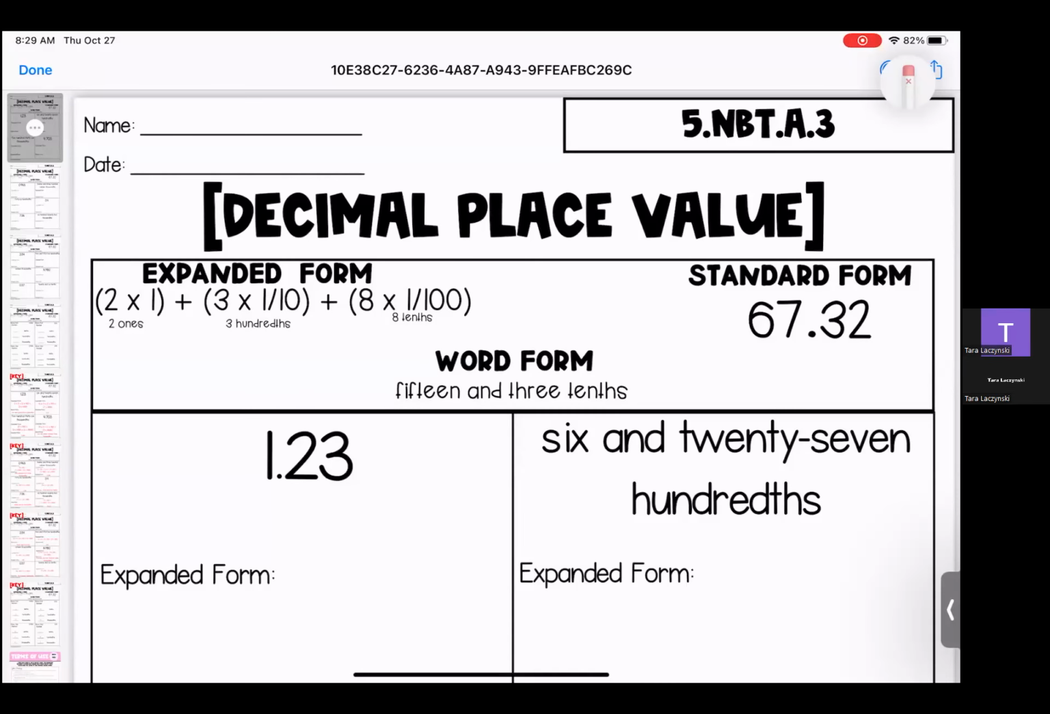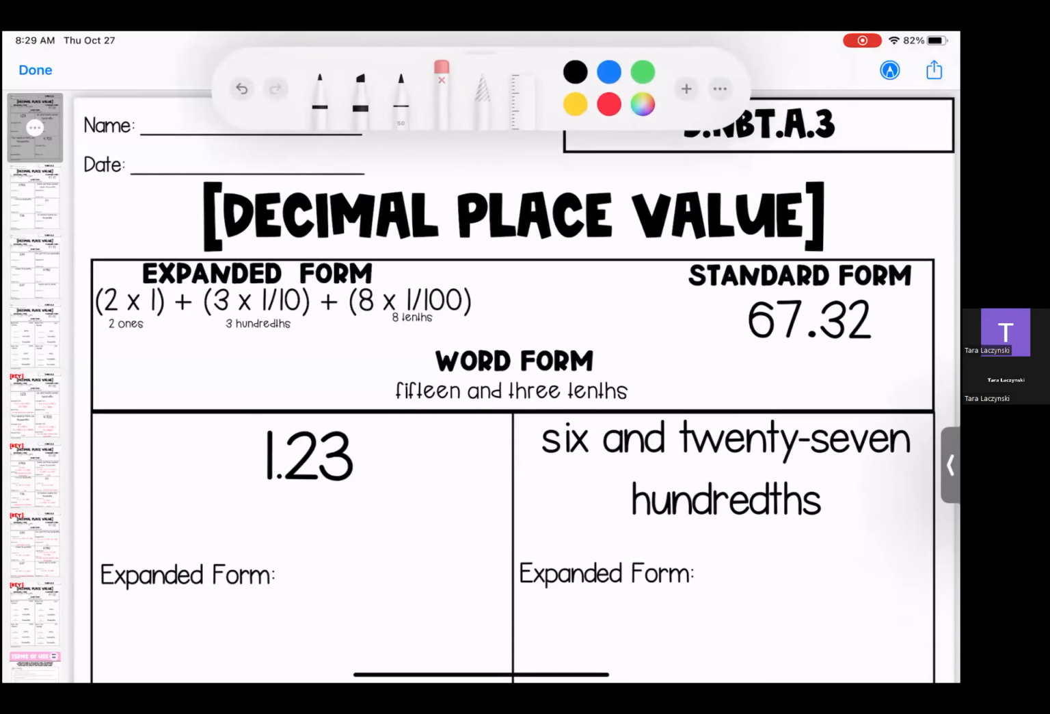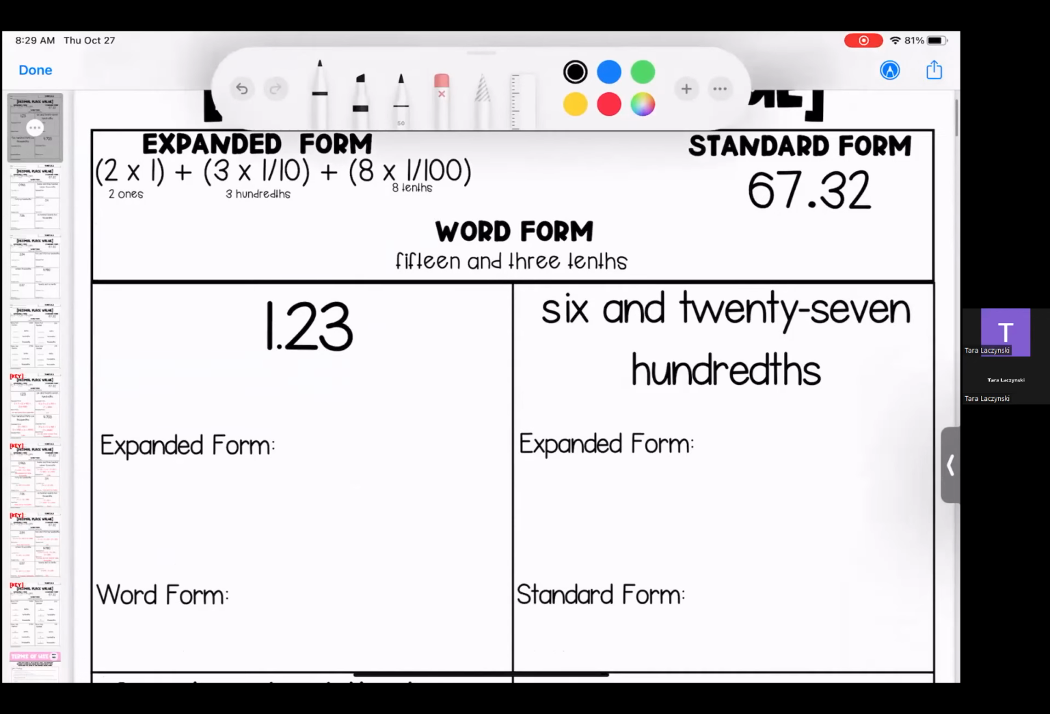Hey kiddos, so we are taking a look at decimal place value this week, and a couple of reminders across the top. I have given you the expanded form, the word form, and the standard form examples. Remember with decimal expanded form, we are taking the digit and multiplying it by its value. So it's a little bit different than our traditional expanded form.